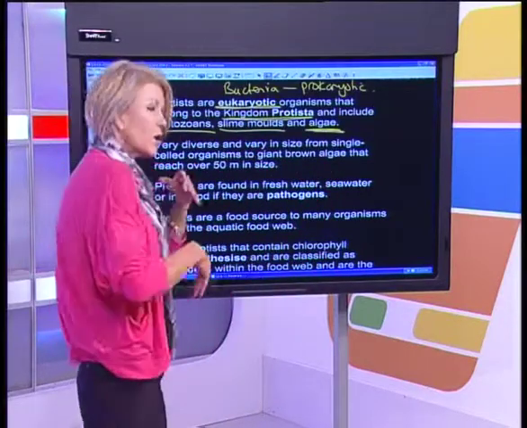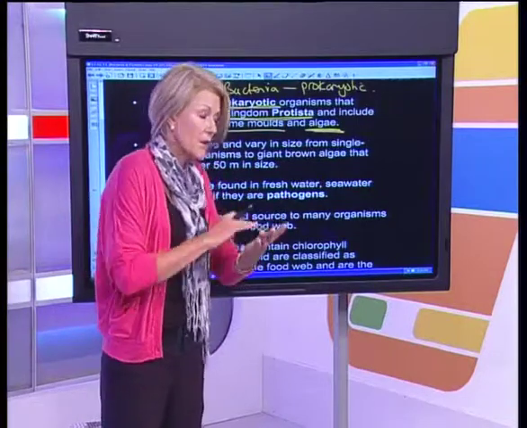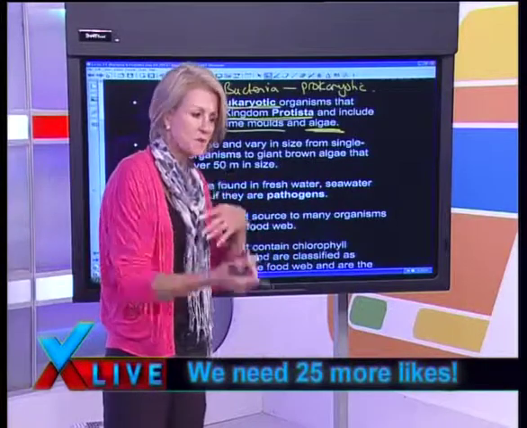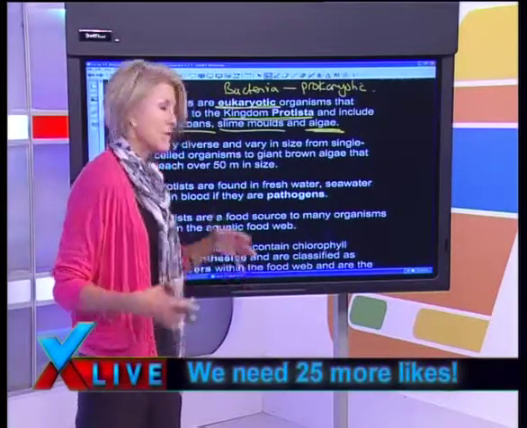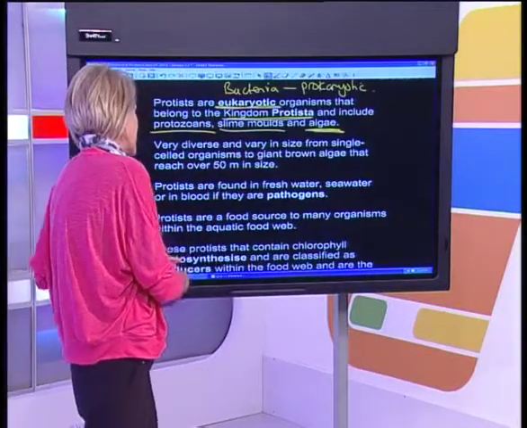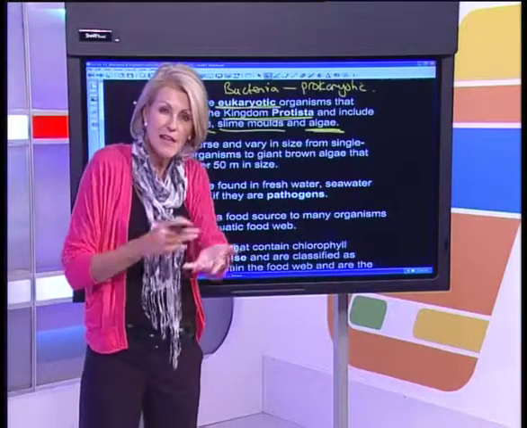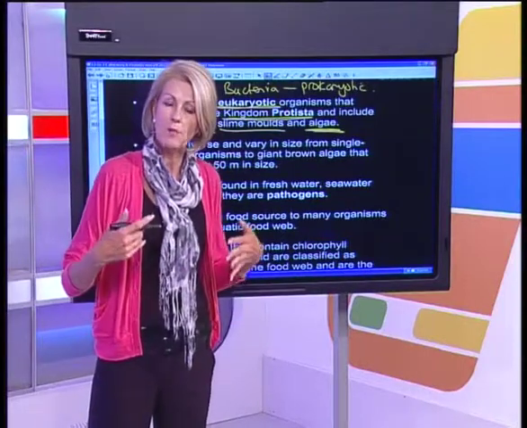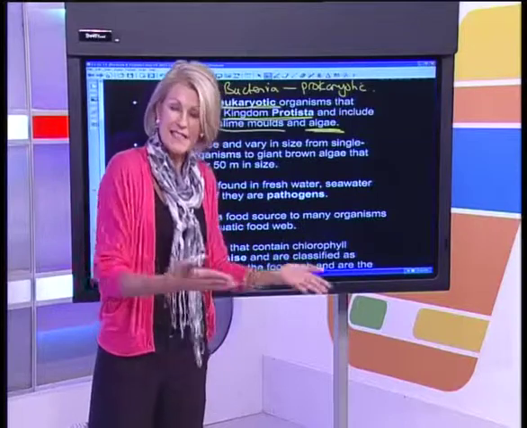If we look at all the different types of protists, there are millions and millions of different types, shapes and structures. You find them everywhere, mainly in water: in fresh water, seawater, and also blood. Why? Because blood contains 90% water, and that's where your pathogens will come in, like, for example, the malaria parasite that sits in there.